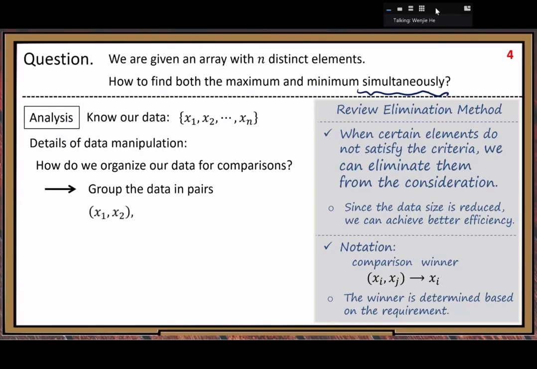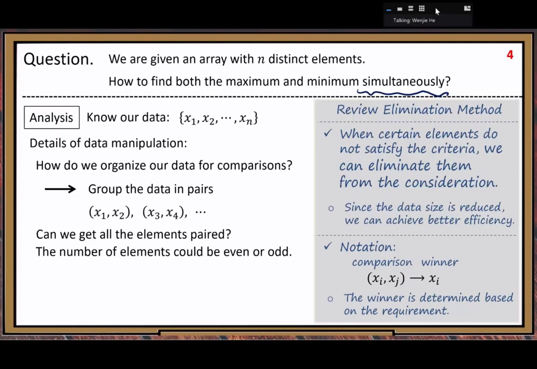All right, so let's pair all the elements. But we need to consider the even and odd case. For the odd case, the last element cannot be paired. So we need to consider these two cases: the even case and the odd case.